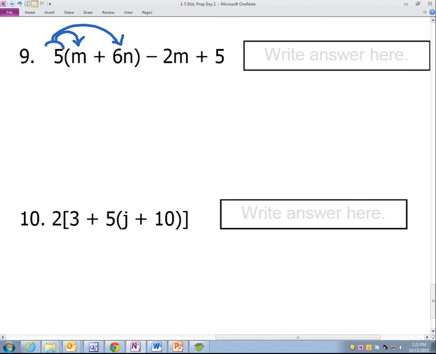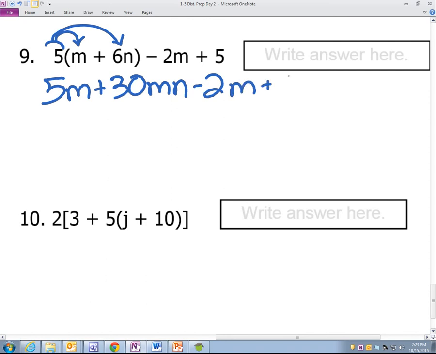First thing I have to do is distribute here. There are 4 different terms going on, so that's why we're doing this one. We have 5M plus 30N. That 2M and that 5 come down for the ride. You can't omit anything.